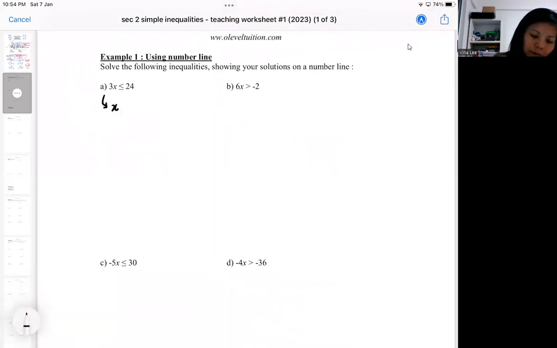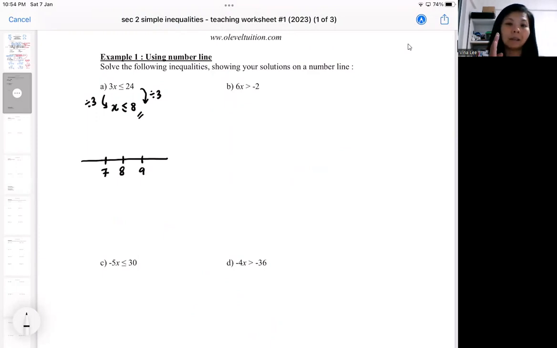You got to divide by 3 on both sides. And when you divide by 3, that is a positive number, so the sign shouldn't change. So this is the solving, and you're going to represent it on a number line. So how am I going to represent it on the number line? I will do 8, 9, 7.